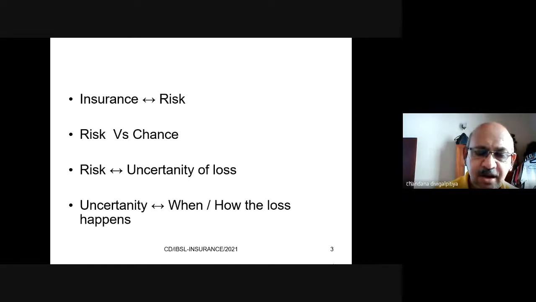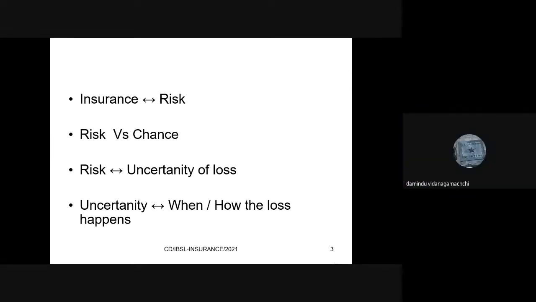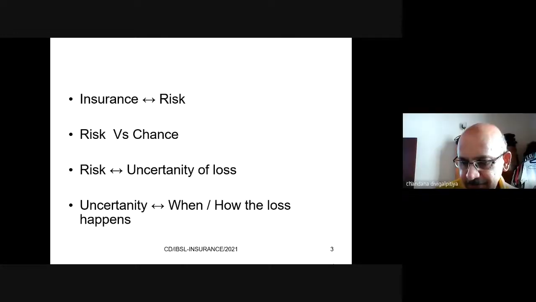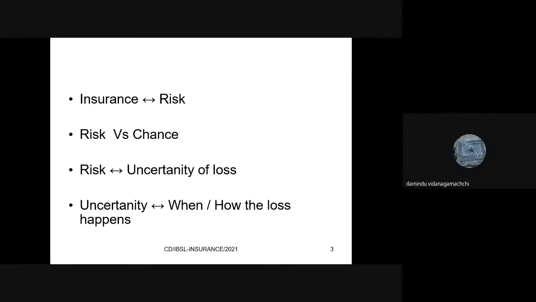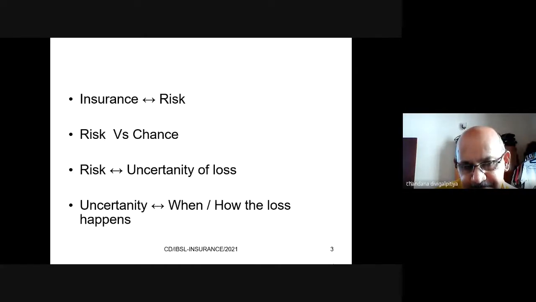Now, if I ask a question from you, if you have to cross the road, you know where IBSL is situated. From one side to another, you need to cross the road. Assuming there's no barricade in between, now there's a barricade, but assuming there's no barricade, you have to cross from one side to the other side. Crossing the road from IBSL to the other side, is it a risk or a chance? It's a risk. You are going to buy a lottery in the evening. Risk or chance? It's a chance.